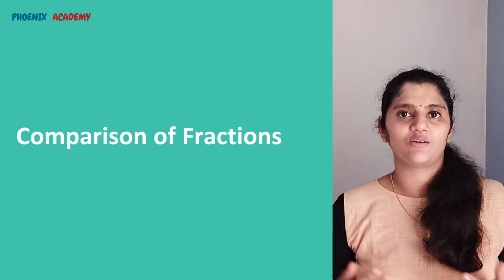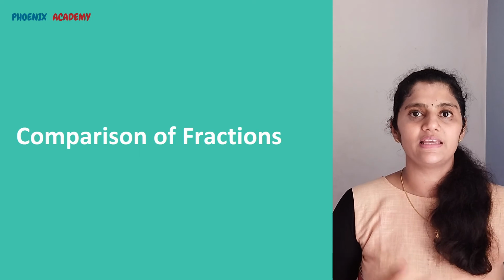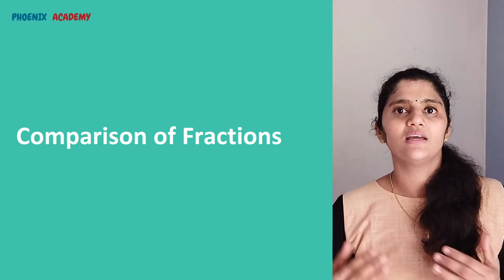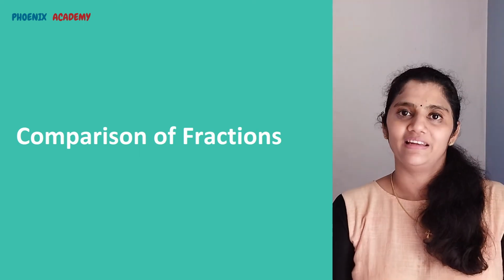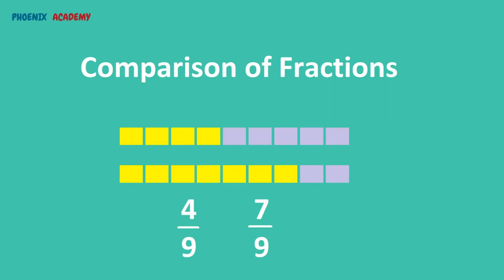Let's learn comparison of fractions. We will see comparison of fractions with the same denominator. Let's see some examples. In these figures, 4 by 9 is shaded and in the second figure 7 by 9 is shaded. Clearly, the shaded part in the first figure is smaller than in the second figure. Here 4 by 9 is less than 7 by 9, or we can say 7 by 9 is greater than 4 by 9.